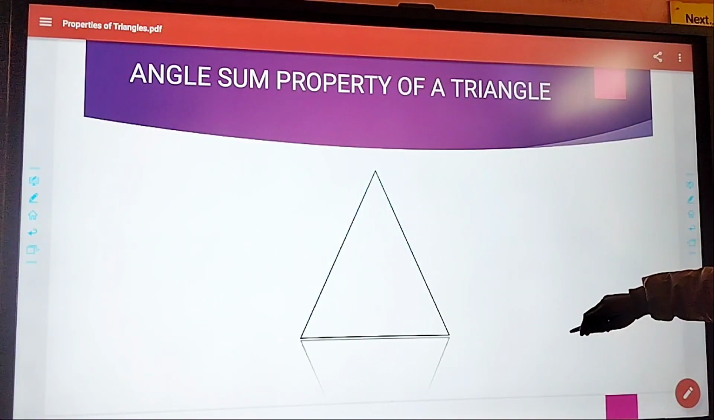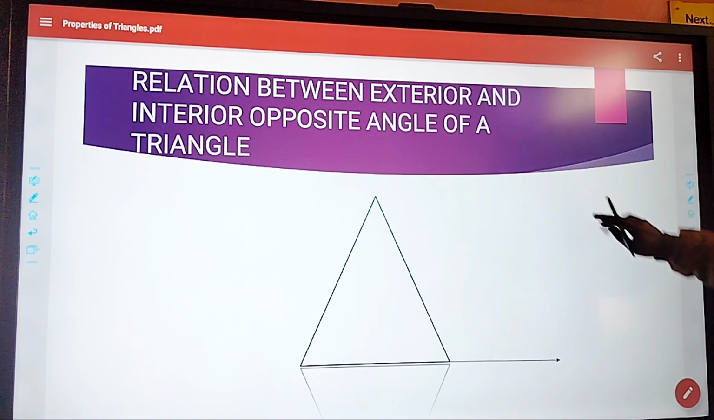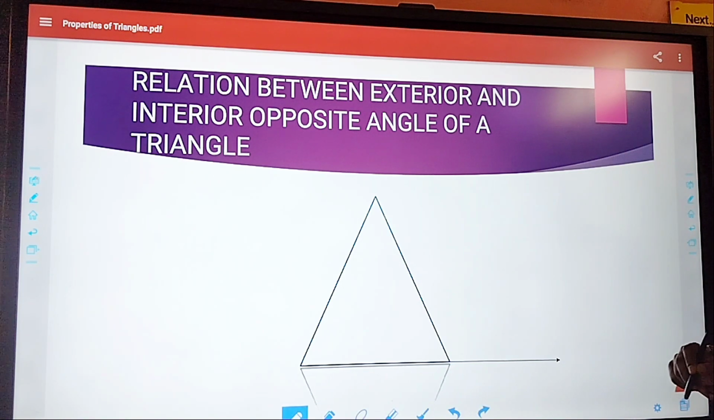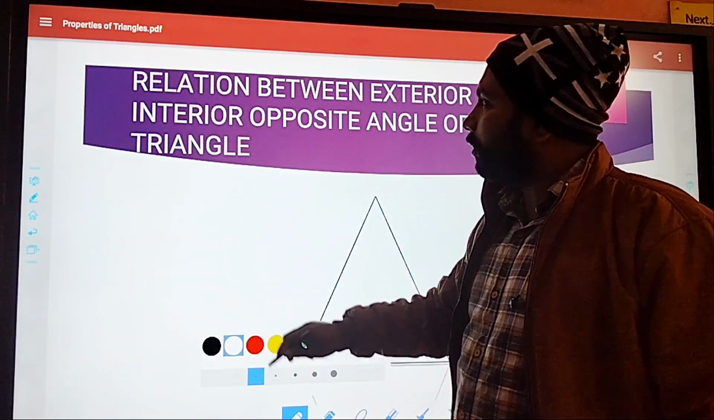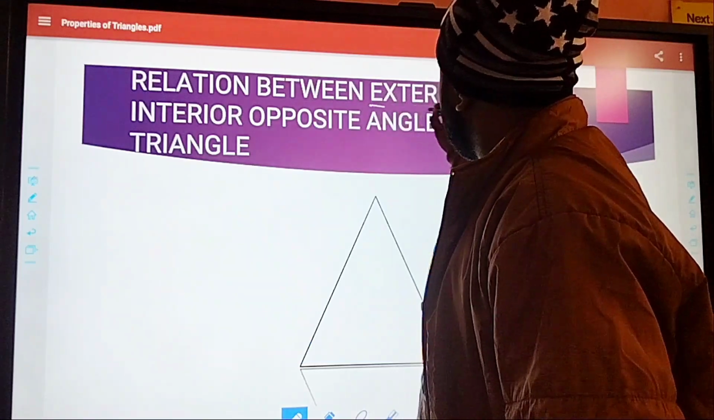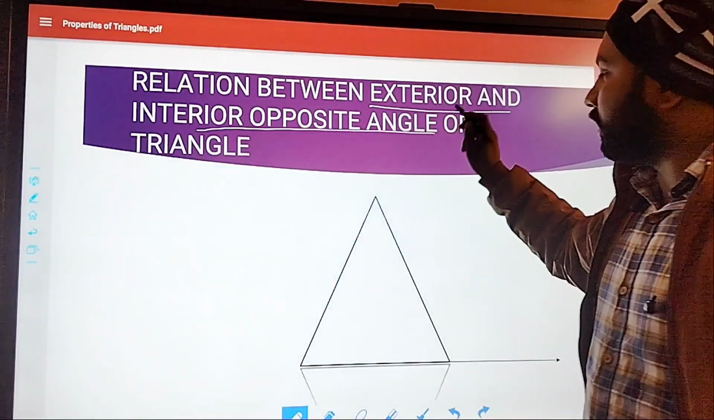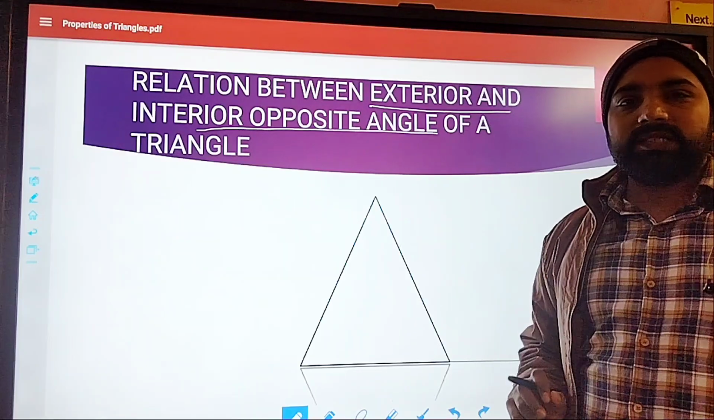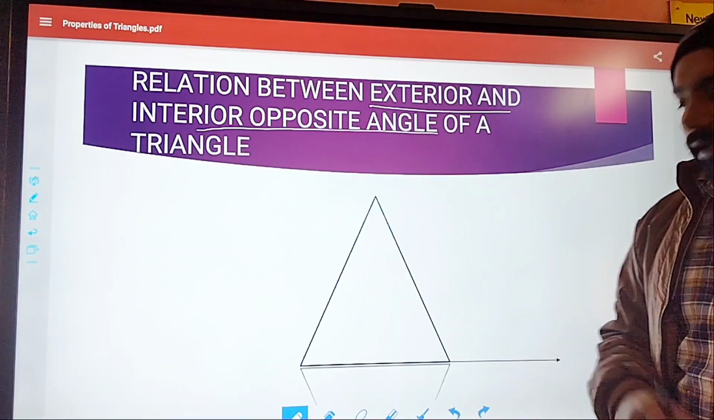So, towards our next relation, that is the relation between exterior angle and interior opposite angles. We are going for a relation between exterior angles and interior opposite angles. For that, we have to understand what is an exterior angle and what is an interior opposite angle.